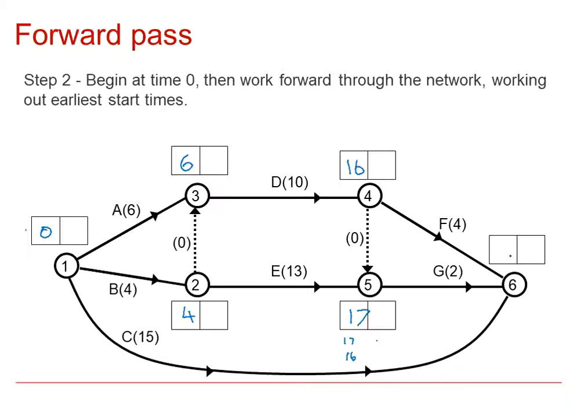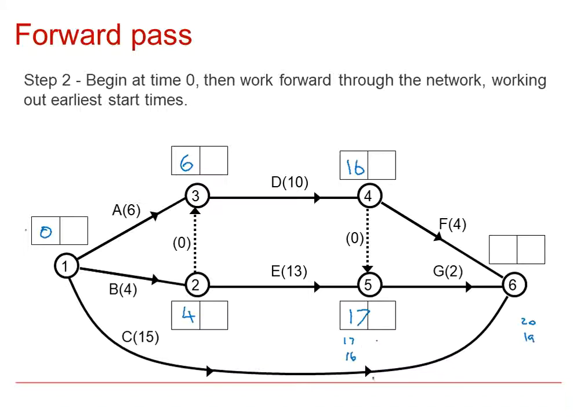So at event 6 we need to complete F, and we need to complete G, and we need to complete C. So let's just list them in order. In order to complete F as early as possible, it could start at 16, its duration is 4, so we could have that finished in 20. In order to finish G as early as possible, it could start at 17, its duration is 2, so we could have it finished in 19.